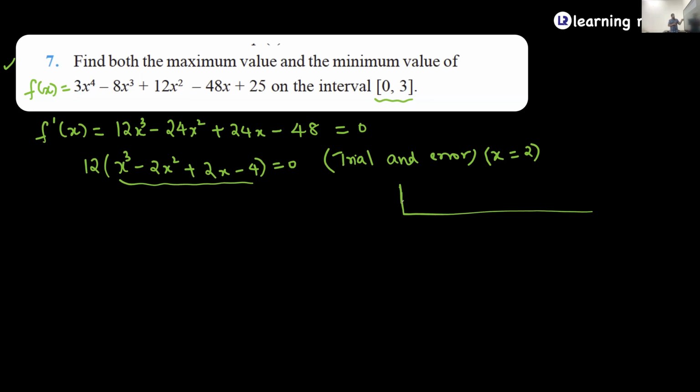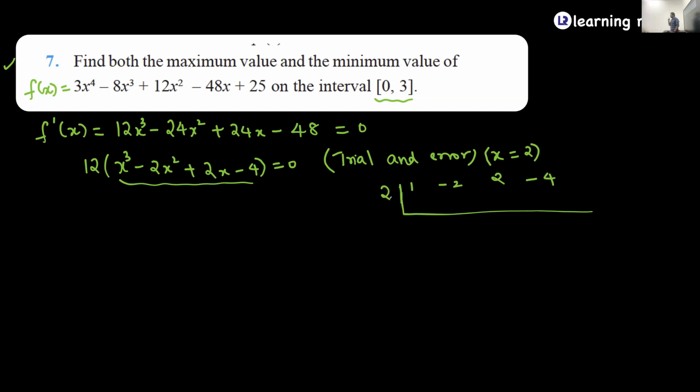So what you need to do is take the coefficients of this polynomial and write them. So what are the coefficients of x cube? 1. Coefficient of x square? -2. Coefficient of x? 2. And the constant is -4. Okay. And write this 2 outside. Okay. Now what you're supposed to do is, unlike the long division method where we keep subtracting the values, here you need to keep adding.